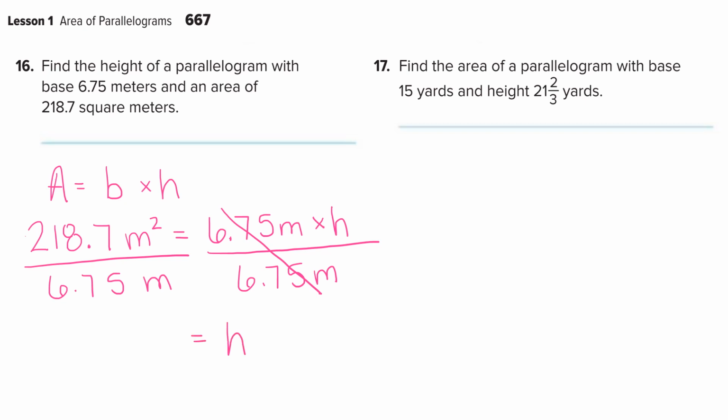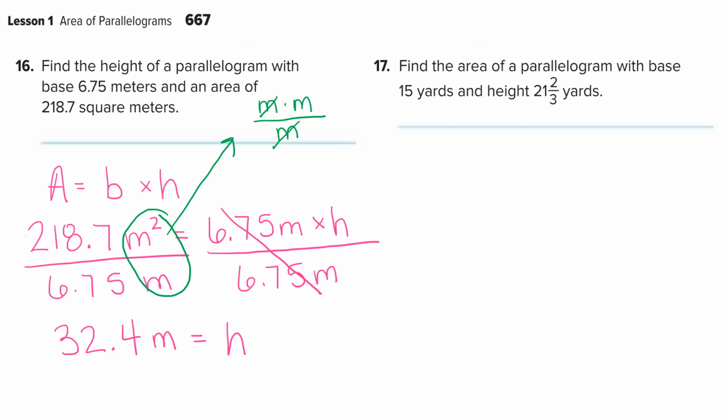You can use a calculator. You're going to type in 218.7 divided by 6.75 equals 32.4 meters. Now I'm going to highlight what's going on here again, just to emphasize this. We actually have meters times meters, that's meters squared, over meters. So that cancels out, and you just have 1 meter left, and that's why you have 1 meter there. So our answer is 32.4 meters.